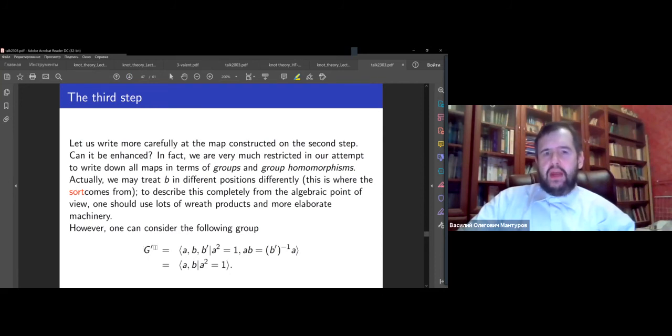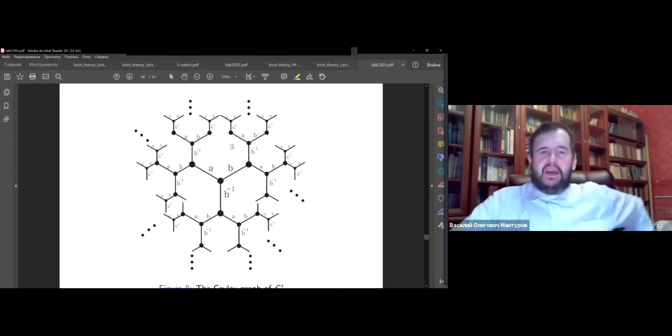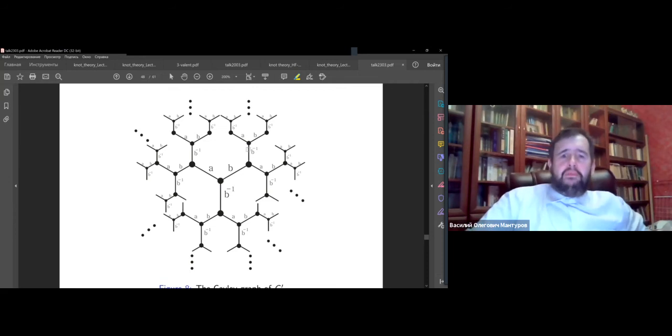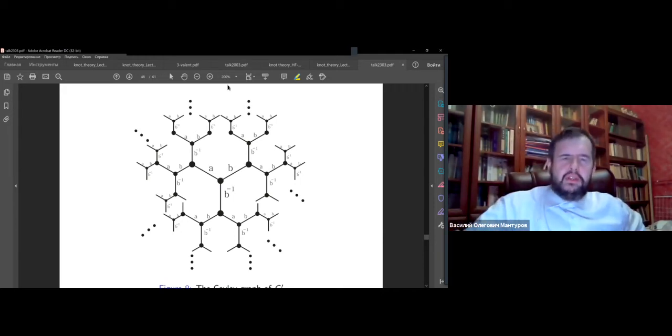It's easy to check that Reidemeister moves give rise to that and nothing else. And you see here we have no B prime equals 1. That's why the Cayley graph of our group is like that. Possibly we should have put some arrows for B's, because B is not an involution, and B is not a reflection anymore, so B squared is not 1.